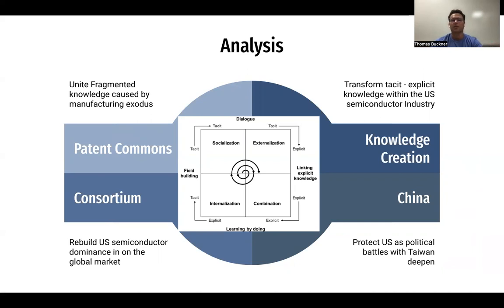This consortium, which would rebuild US semiconductor dominance in the global market, is united through a patent commons, which is focused on bringing back all that knowledge that is out there, maybe a return to Silicon Valley, or it can be somewhere else. But we can't just design semiconductors in the US anymore. We need to manufacture them. And this is going to help us stay protected as political battles with Taiwan deepen.